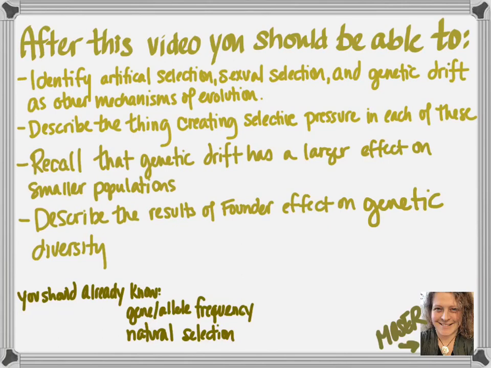Okay, can you identify and describe artificial selection, sexual selection, and genetic drift as other mechanisms of evolution? Can you name the thing that creates the selective pressure in each of those? Can you recall that genetic drift has a bigger effect on smaller populations? And can you describe the results of founder effect on genetic diversity? Good. Then I think you're good.